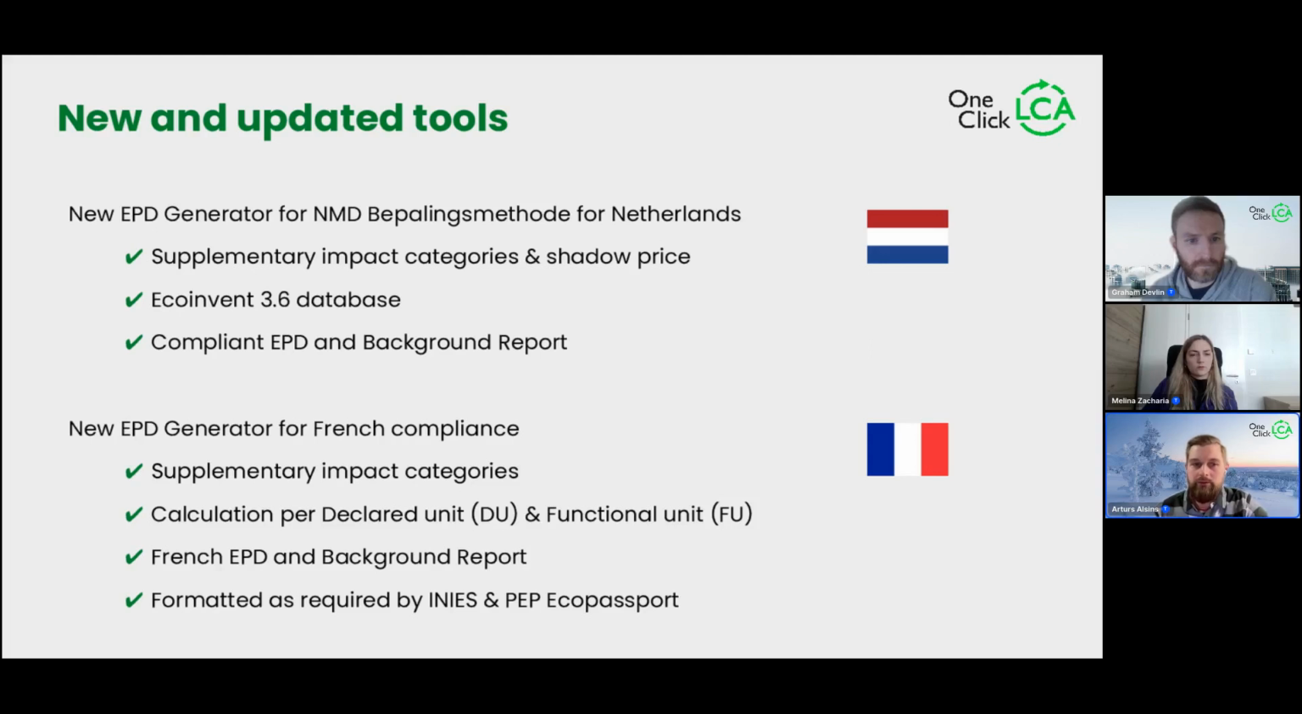In addition to that, we have also a new tool for the French market. Similarly, there are some supplementary impact categories required for INES. In addition, the calculation has to be done both per declared unit and per functional unit. So in the results of those tools, you actually see two separate tables, one per declared unit and one per functional unit, if those differ. And then also the EPD itself has to be in French language, while the background report can also be in English.